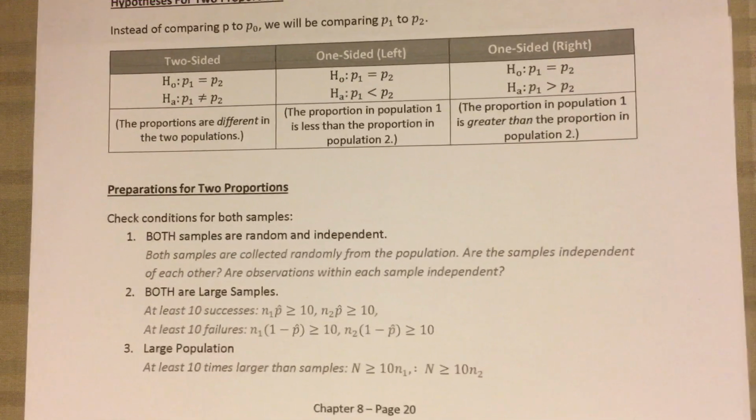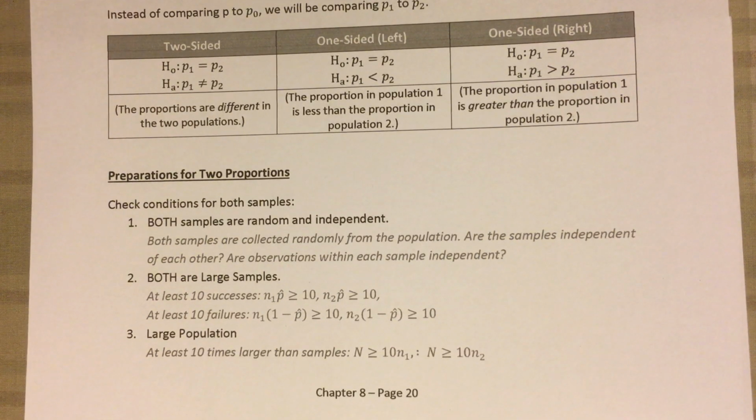As far as our preparations and our conditions go, the big thing that we want to look for is that we are checking these conditions for both of our samples. So both samples are random and independent, and they're random and independent from each other. Both are large enough samples, and both have a large enough population.